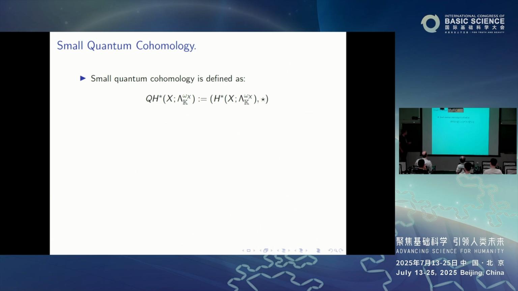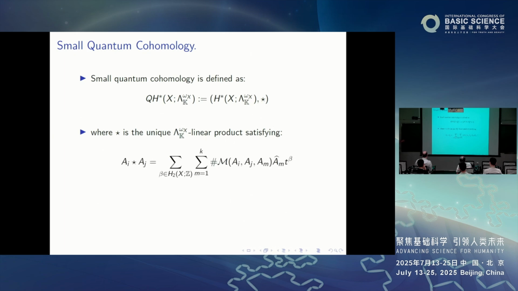Okay, so small quantum cohomology is defined as follows. It's an algebra over the Novikov ring, and as a module, it's just cohomology. But then I have this product star, and I'm going to define star in terms of the basis elements, via the structure coefficients. So star is the unique product which is linear over my Novikov ring. And this is what the product looks like.